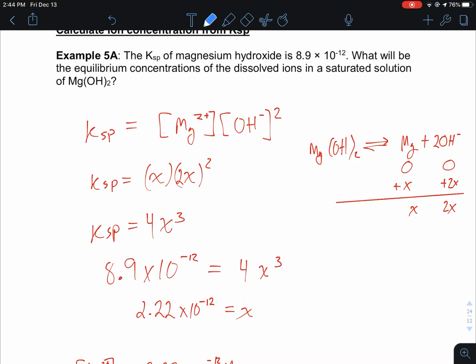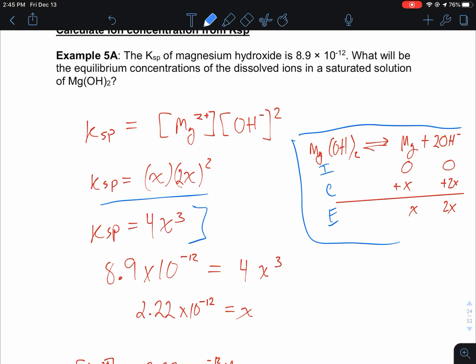Here's another example. If you have a KSP but you don't know anything else, then you do know at the very least that there must be some sort of ICE-like dissociation, so some initial concentration, a change, and an equilibrium value. You take the change to be in terms of x. So we go from 0 to plus x for the magnesium. We have to go by the molar ratio for hydroxide, so we get 2 x's. Plug those back into our KSP equation, and we'll end up with a setup that looks like this.